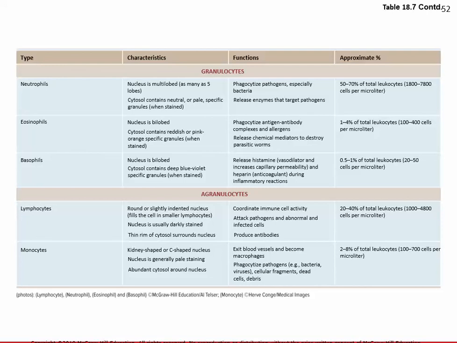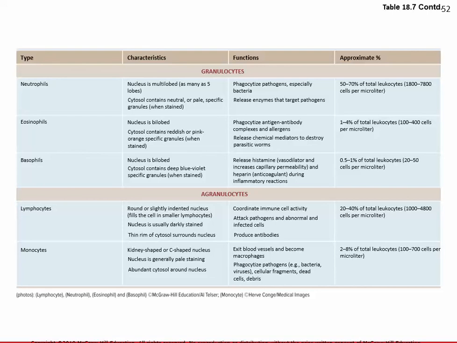Monocytes, like I said, they're large. They have a lot of cytoplasm. They have a large nucleus. When they exit the blood vessel, they undergo diapedesis, they become macrophages, and they phagocytize virtually everything: bacteria, viruses, cell fragments, dead cells, cellular debris, and they're the third most common.